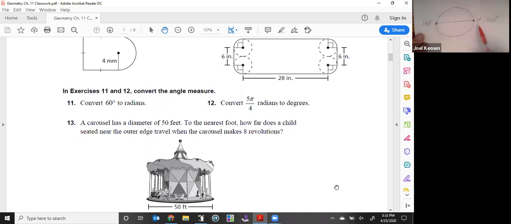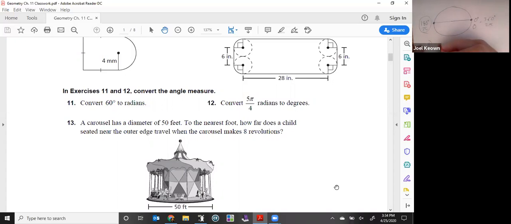But if I want to measure in radians, I would say this is 0 radians. If I come all the way over here, this is pi radians. And if I come all the way around the circle, which is what 360 degrees is, that we call 2 pi radians. Okay? It's just a different way of measuring angles. So we have degrees and radians. We can go back and forth. Now, we can convert by using this right here. Okay? 180 degrees and pi radians, they're the same thing.